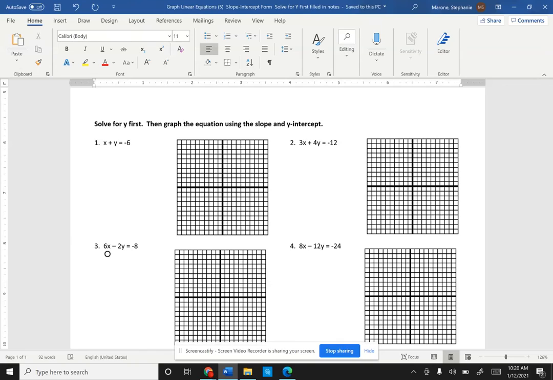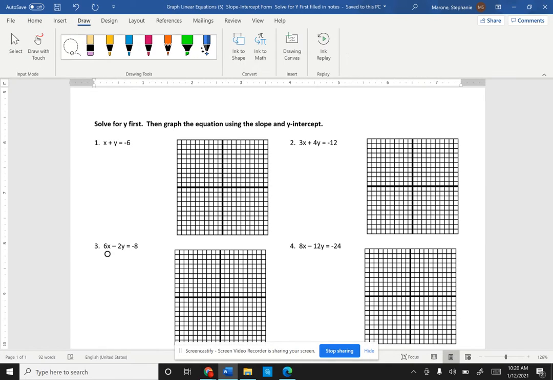For this lesson, we're going to solve for y first and then graph the equation using the slope and the y-intercept. So for number 1, if I look at that equation, I see x on the left, so I'm going to have to subtract x from both sides. And I get y is equal to negative x minus 6. Remember, we write the x first and then the number.